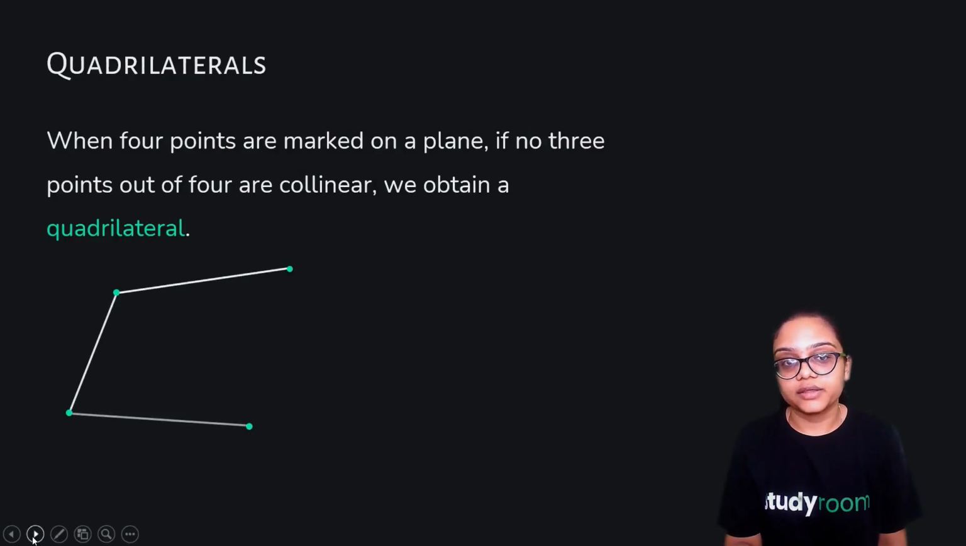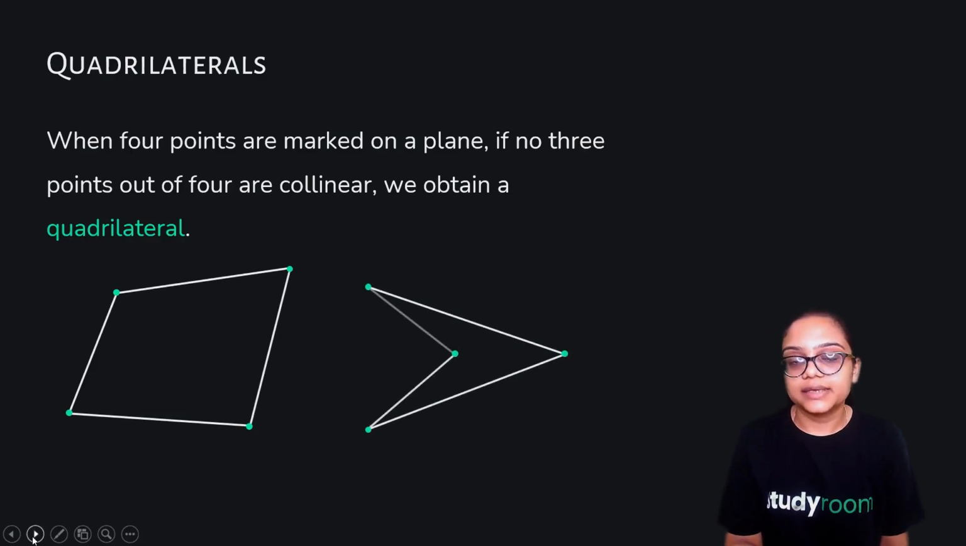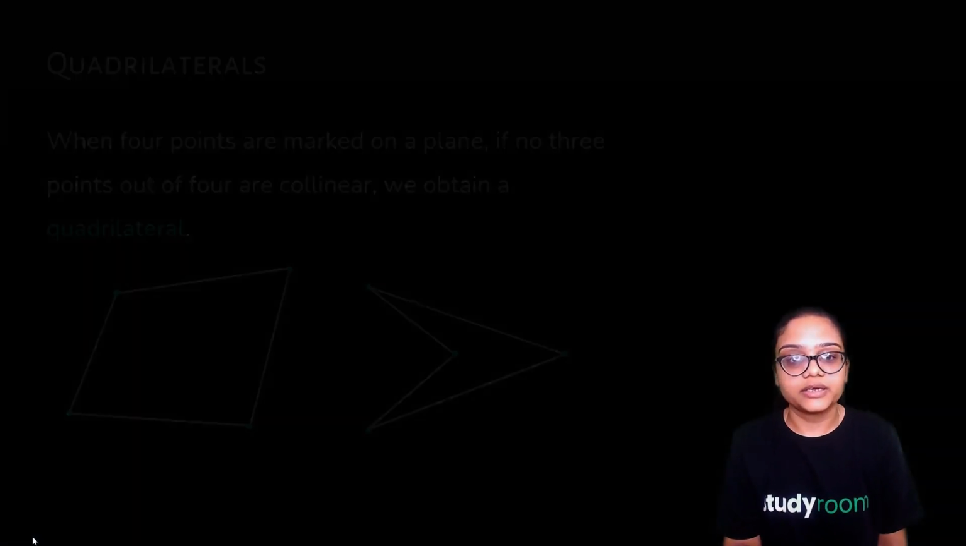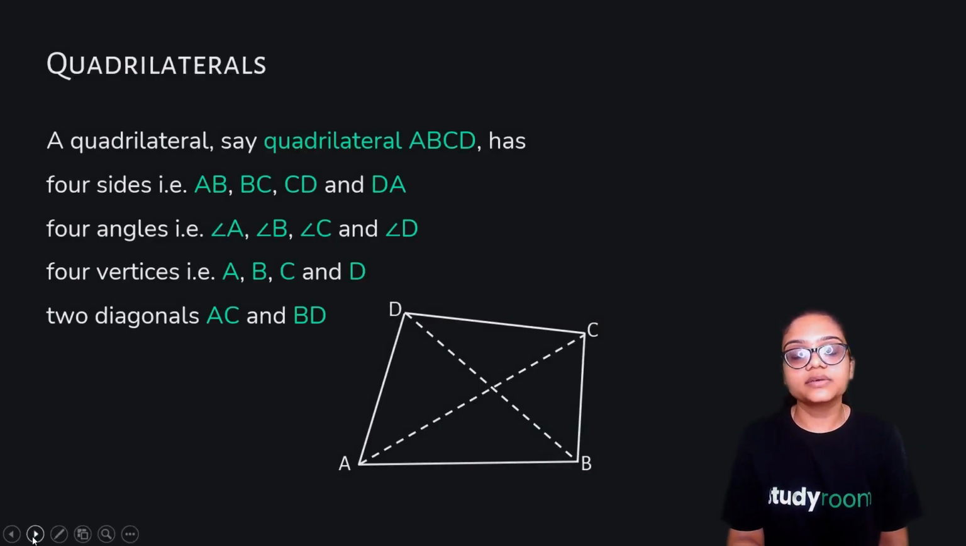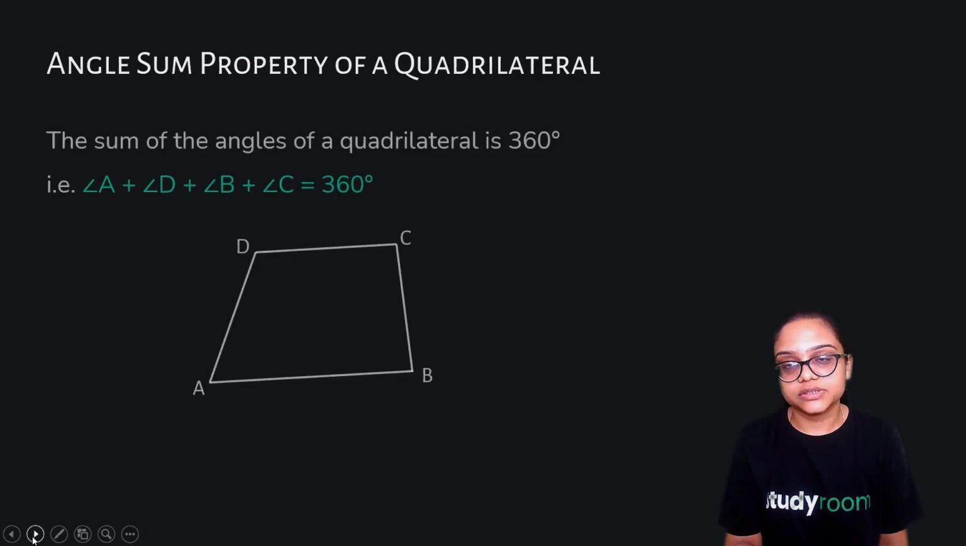Just see the figure there. All 4 points are not collinear, no pair is collinear, so that we can obtain a quadrilateral. In any fashion, the lengths and breadths are not defined in a quadrilateral. So a quadrilateral is simply ABCD with four sides AB, BC, CD and DA, four angles, four vertices and two diagonals. Correct? So this is the quadrilateral with its distinctions and properties.